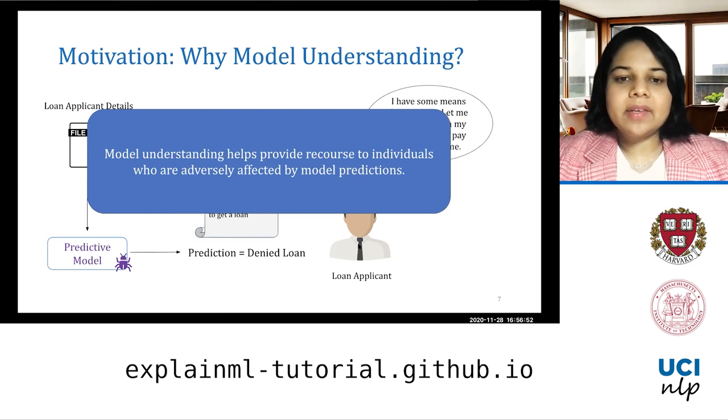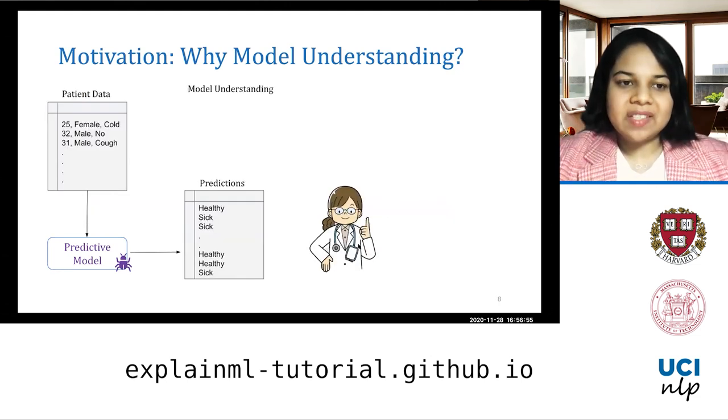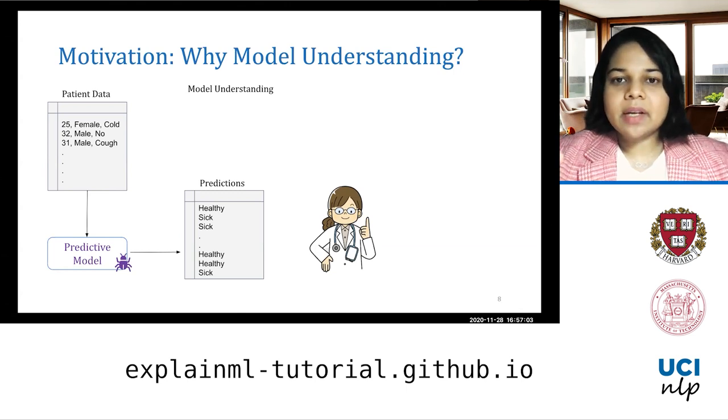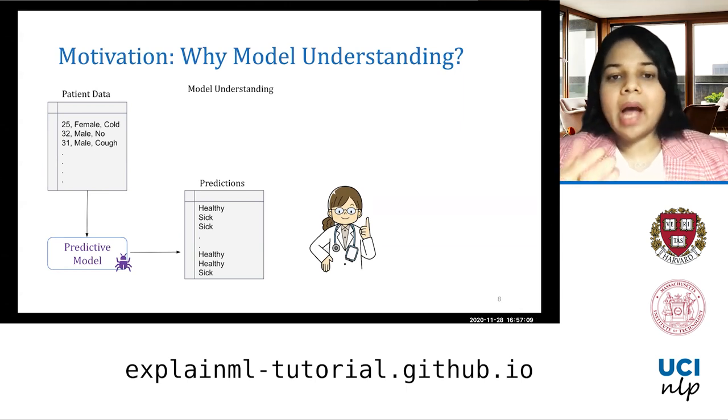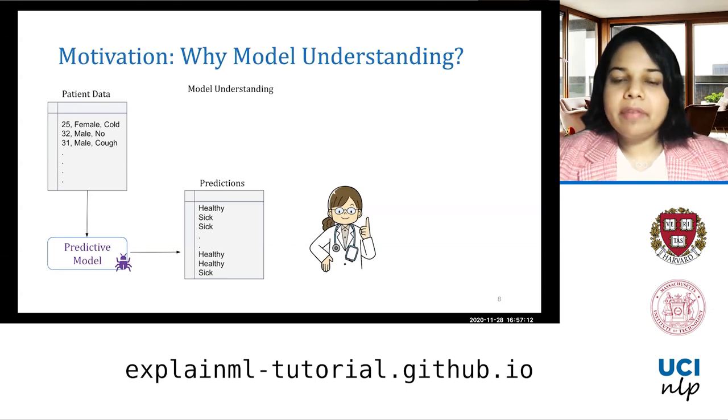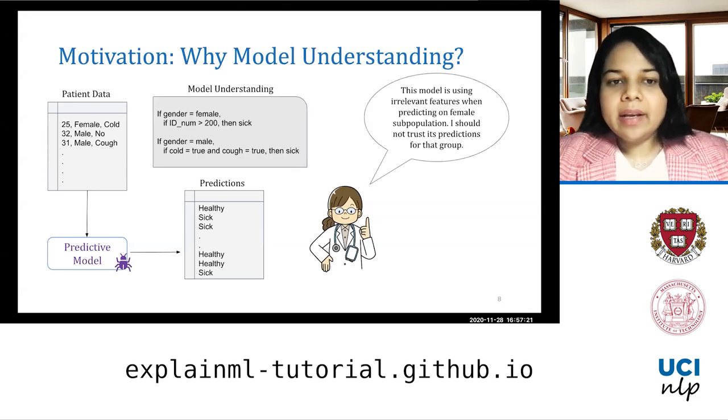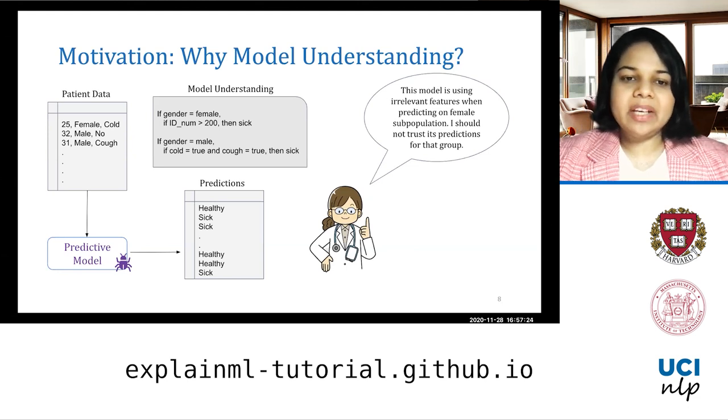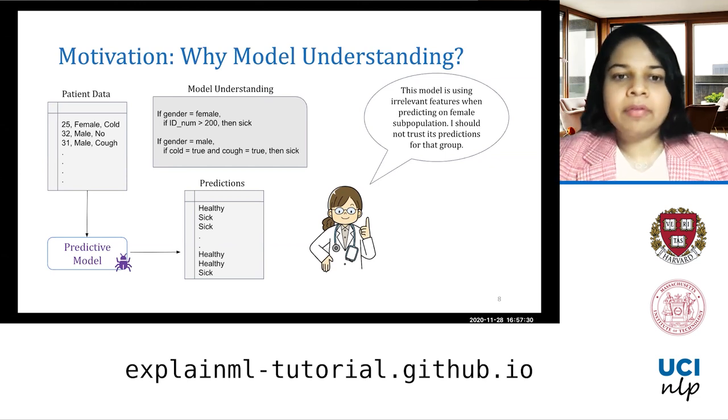Now let's consider another scenario where we have a bunch of patient data and the corresponding predictions as to if a patient is healthy or sick, which are output by a predictive model. Let's say there is a doctor who is looking at these predictions. She may not be sure if and when and by how much to trust these predictions. Now, if we provide her with a deeper understanding of what the model might be doing, in this case, the model might actually be using ID numbers to make predictions on female subpopulations, but it might be using the apt features like if a person has cold and cough when determining if a male patient is sick or not.